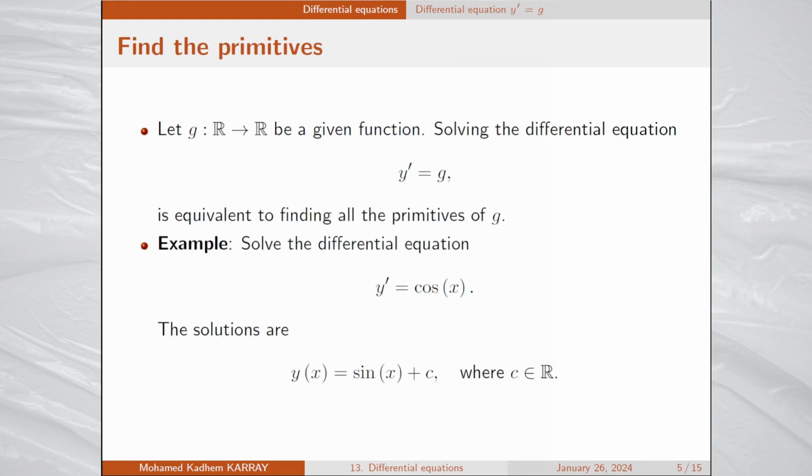Consider now some given function g, and we try to solve the differential equation y prime equals g. Indeed, this means that we have to find all the primitives of the function g. Here is an example. We try to solve the differential equation y prime equals cosine of x. Then the solutions are y of x equals sine of x, which is a primitive of cosine, plus any constant c.